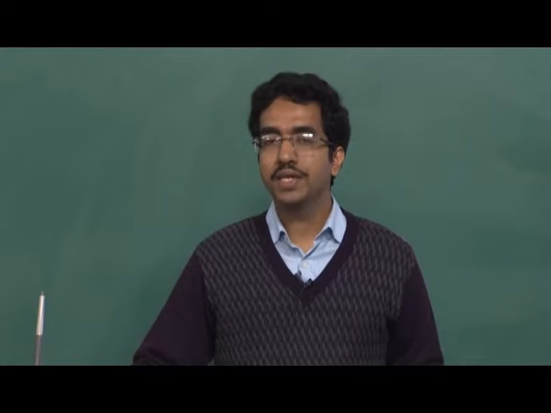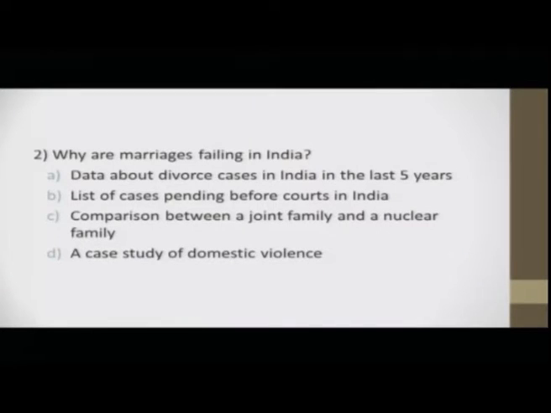The question here is, why are marriages failing in India? So, if this is the question and you have to write a longish essay, a write-up, what would you include under this? The options are: A, data about divorce cases in India in the last 5 years; B, list of cases pending before courts in India; C, comparison between a joint family and a nuclear family; D, a case study of domestic violence. Let us look at A.